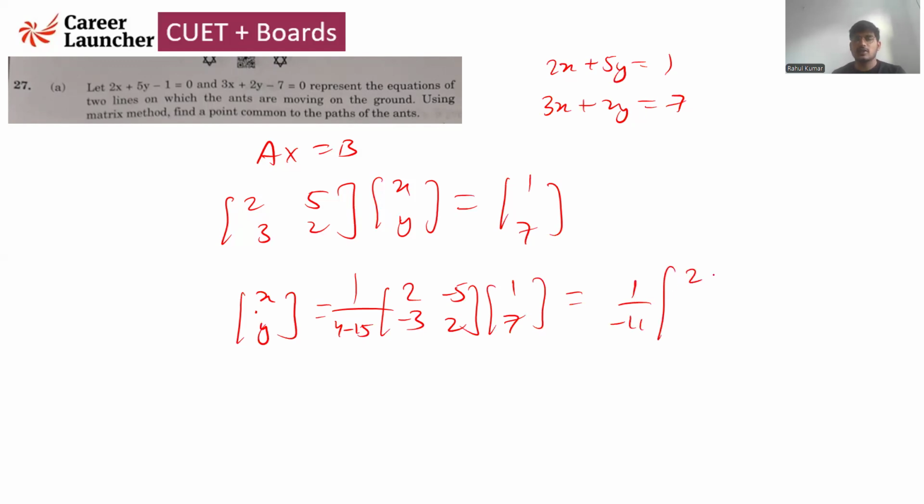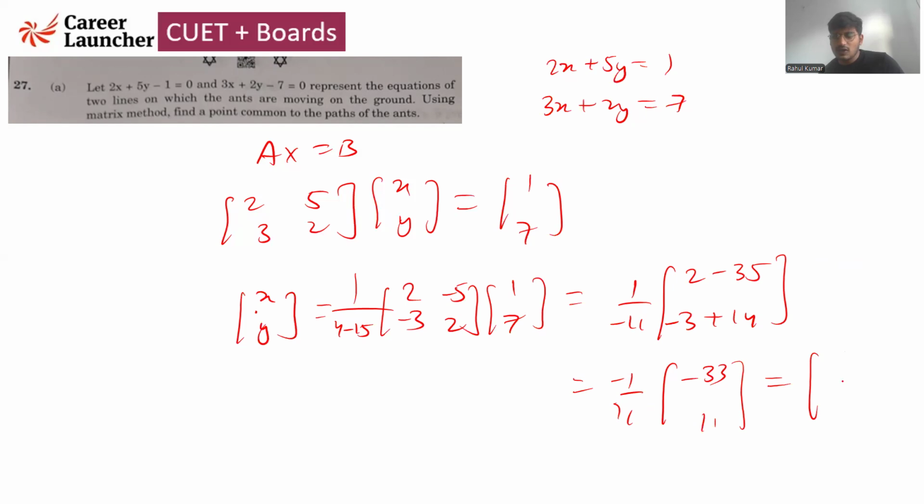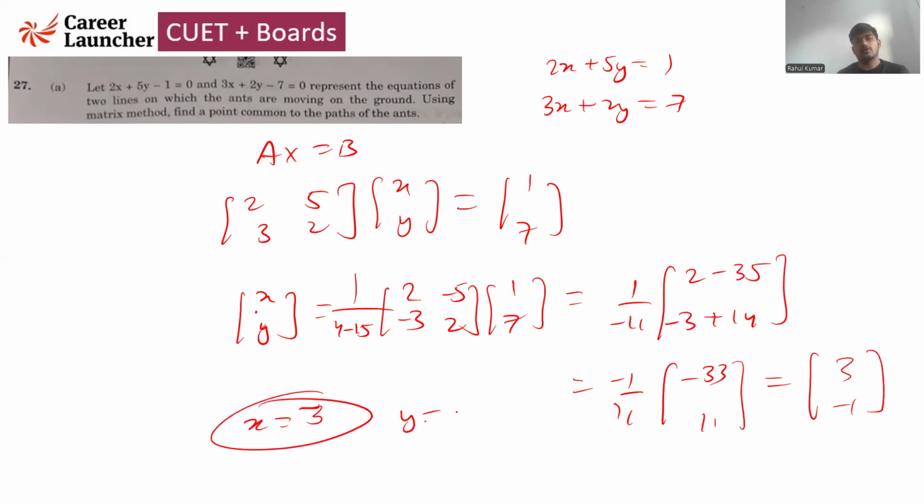Now when you multiply this, you will get 4 minus 35 and minus 3 plus 14. There is also a multiplication of minus 1 by 11 now. So you have minus 33 and plus 11, giving (3, minus 1). So the x value is 3 and the y value is minus 1. This is what we received here. Now we have the next problem.